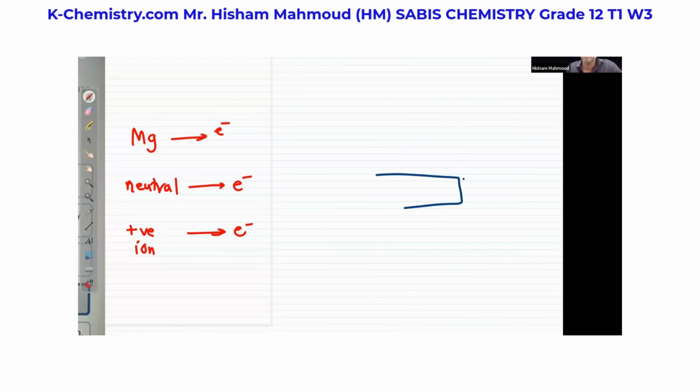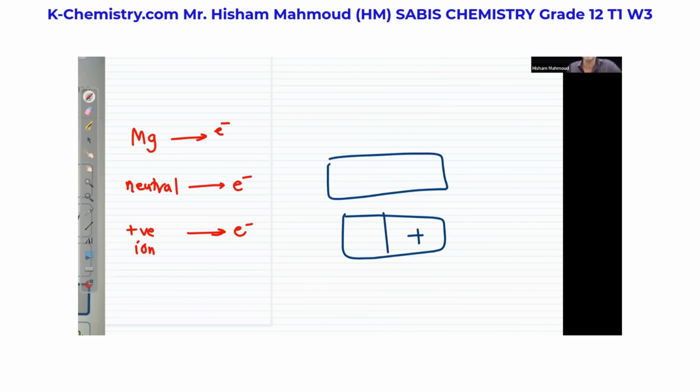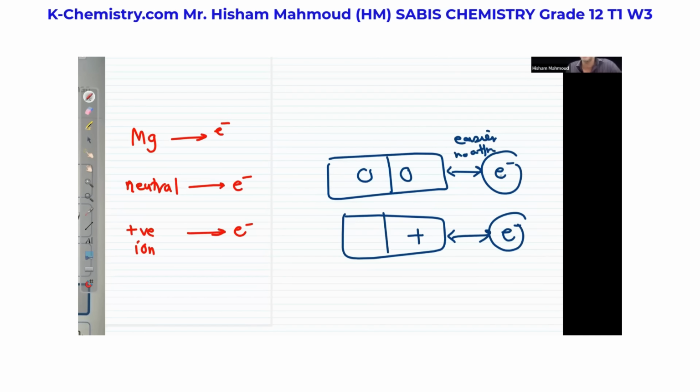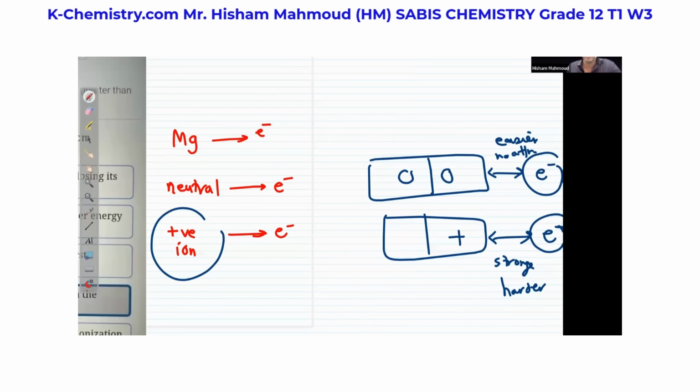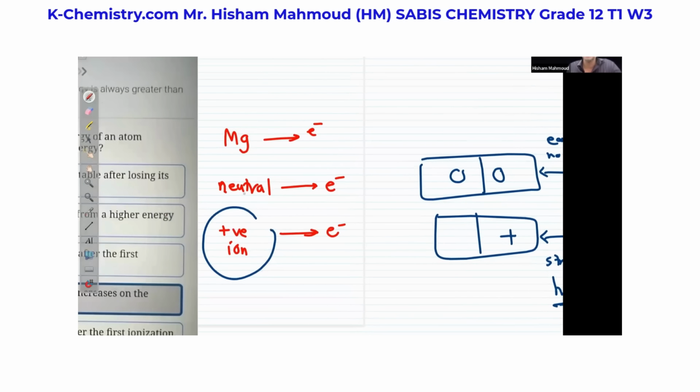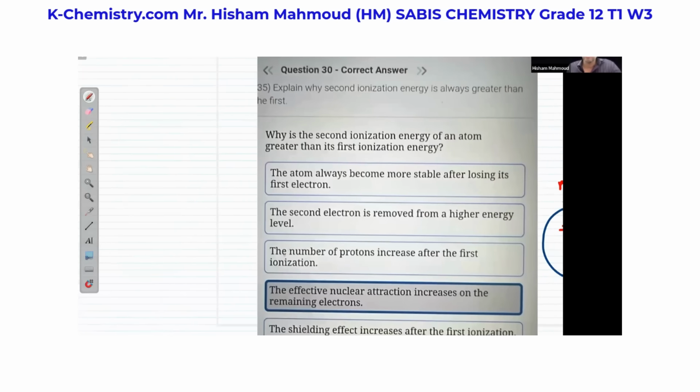Let's imagine you have a magnet, and this magnet is positive here, and this is nothing, this is neutral. This is 0. Which is easier? Taking this one away from the neutral, or taking this one away from the positive? That's much easier, because there is no attraction between the neutral and the negative, while here there is strong attraction between the negative and the positive. That's why it is harder to remove this electron. So removing the electron from the positive ion is more difficult than removing the electron from the neutral atom. That's why it's always harder.